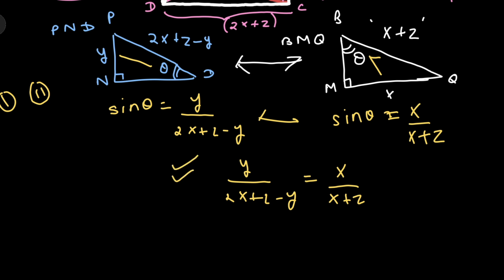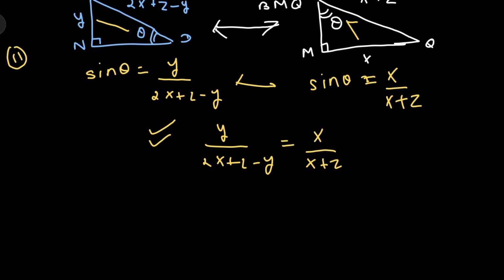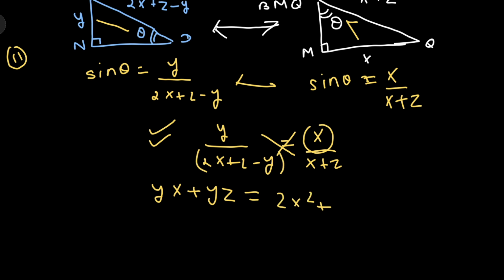Now what if we have made these two triangles similar to each other? So if we have made these two triangles similar to each other, and according to the correspondence, if we have taken the ratio of their sides, you will also get this same equation. Okay, now to simplify this equation, what I will do is, first of all I will do the cross multiplication. Therefore on the left hand side I will have y into x plus z, and that is yx plus yz, and this thing equals x into 2x plus z minus y, and that will turn out to be 2x square plus xz minus yx.